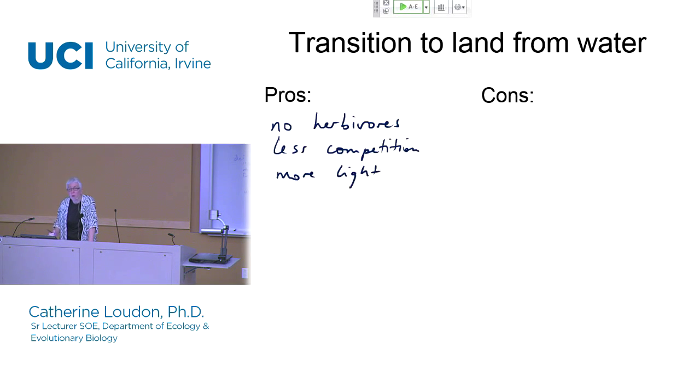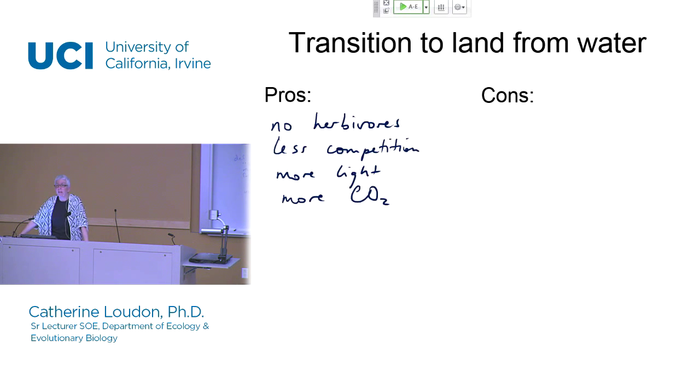As soon as you emerge from the water and you're in the air, you have much more intense light impacting you. This is less of an issue, of course, for animals, but remember, we're talking about photosynthesizers. We're talking about plants, and so light is a very important source of energy, and therefore this is a significant event for the pro column. What else? More carbon dioxide. Carbon dioxide is much more readily available in a gaseous atmosphere than it is in water, where it is dissolved in water. So these are all advantages of being in a terrestrial landscape.